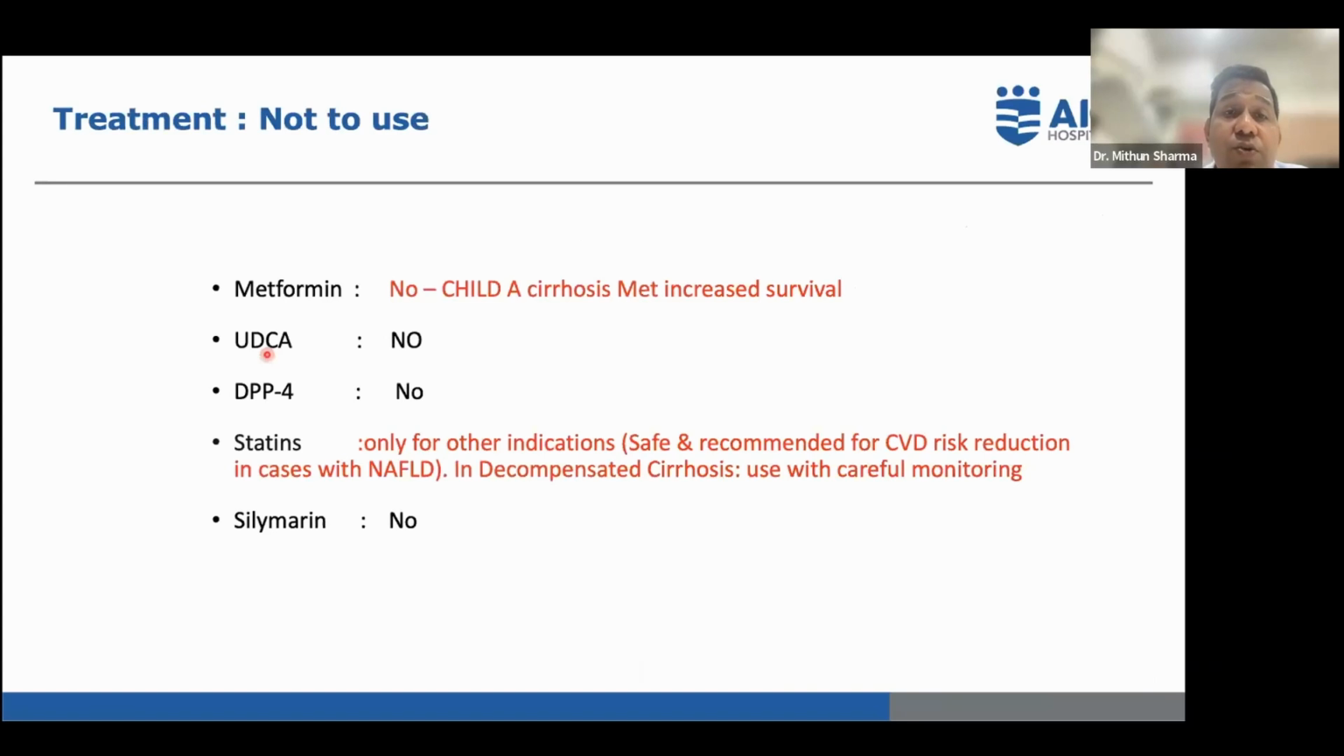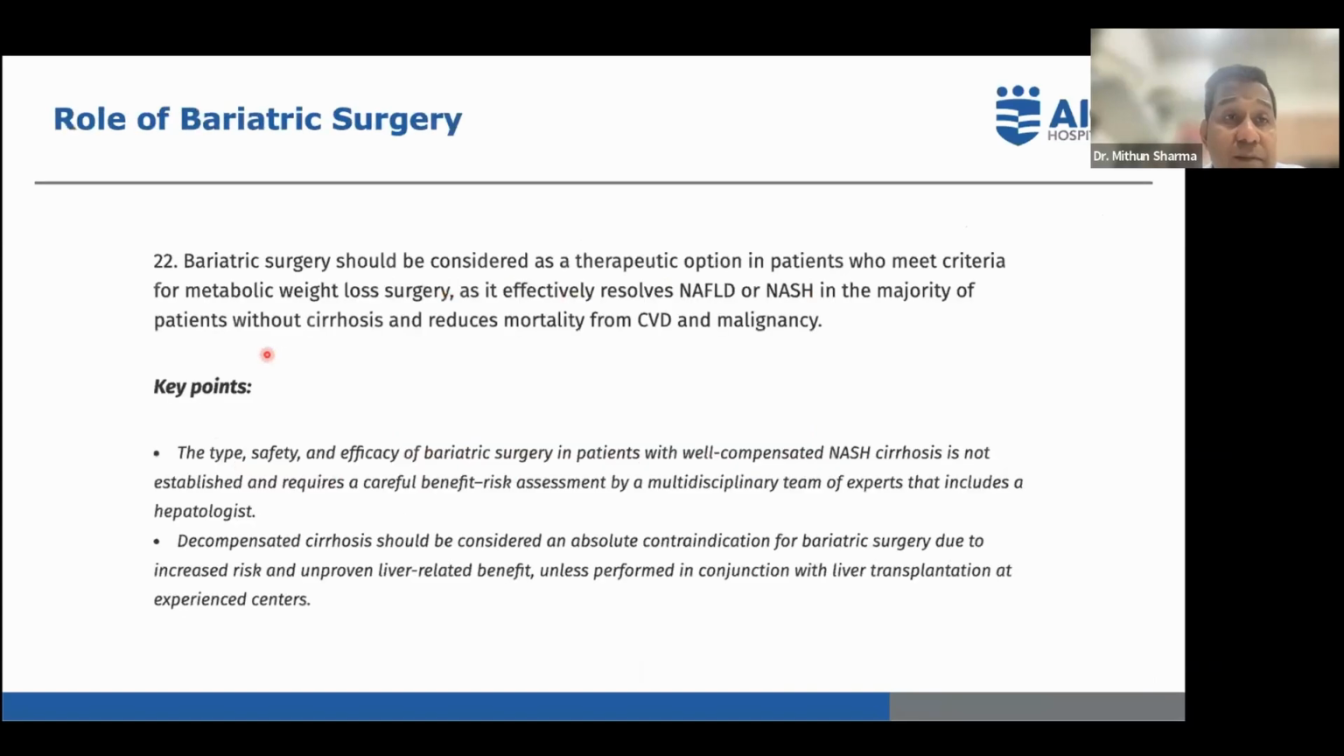So what not to use? Metformin is an absolute no for NAFL. But if we are using metformin for diabetes, and we give it in patients with cirrhosis, it can be associated with improved survival. No UDCA. Statins, if required from a cardiovascular point of view, can be given. In decompensated cirrhosis, we should avoid them. There is no role of silymarin.